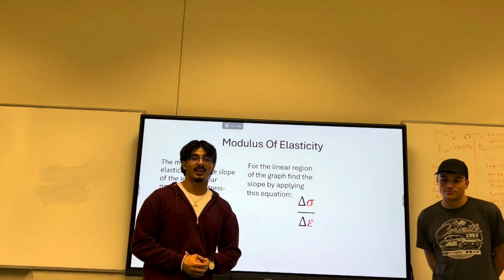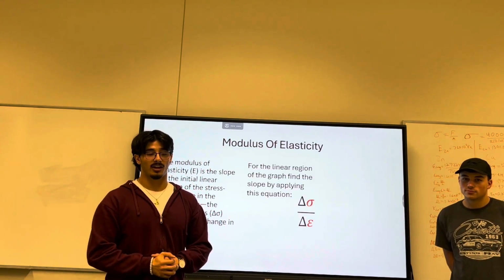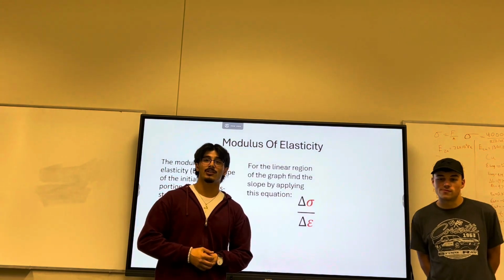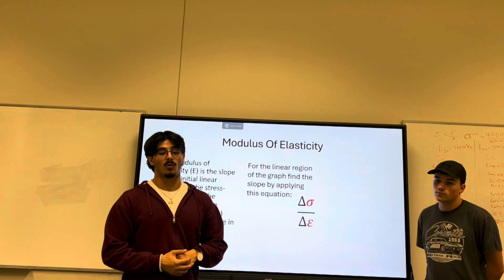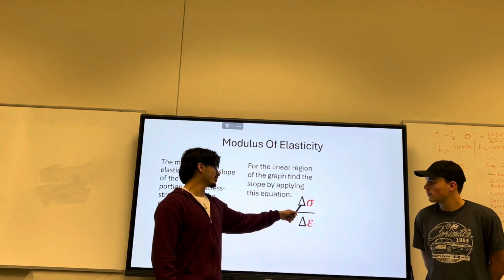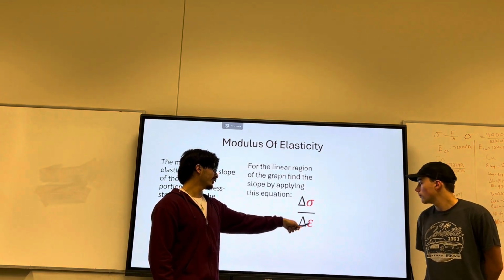Modulus of elasticity, as I said, is from the linear portion of that graph. You take that, you find the slope for it, or the rise over run, which in this case would be change in stress over change in strain, sigma over epsilon.